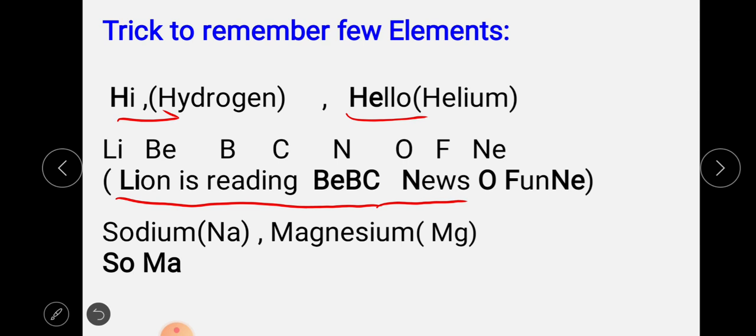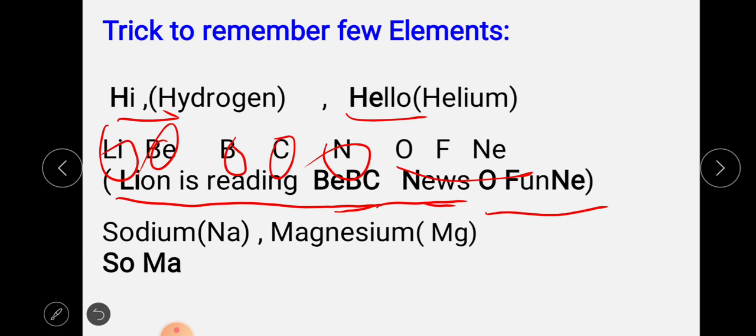Lion means lithium, beryllium. BBC means beryllium, boron, and carbon. News, N, nitrogen. By seeing this, the remaining animals will say, oh, what a funny. When a lion is reading, it is funny. Funny means oxygen, fluorine, and neon. Students, now we have covered 10 elements.